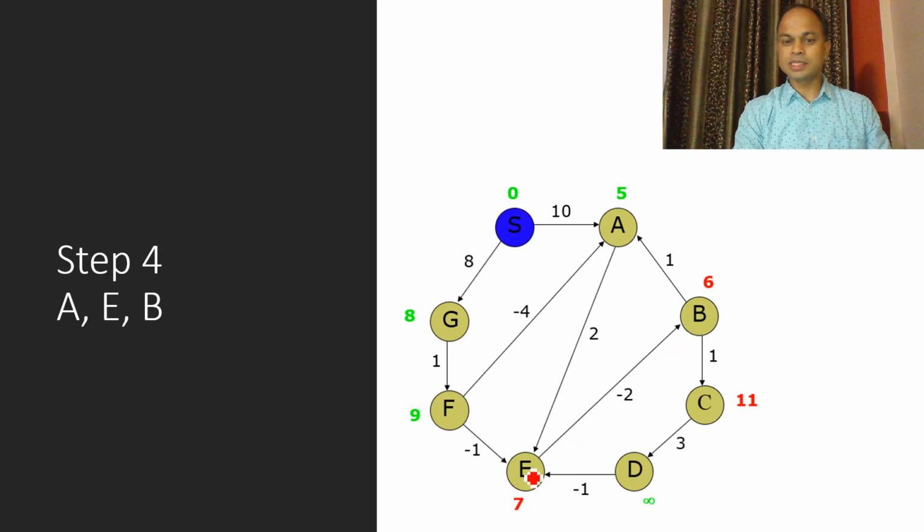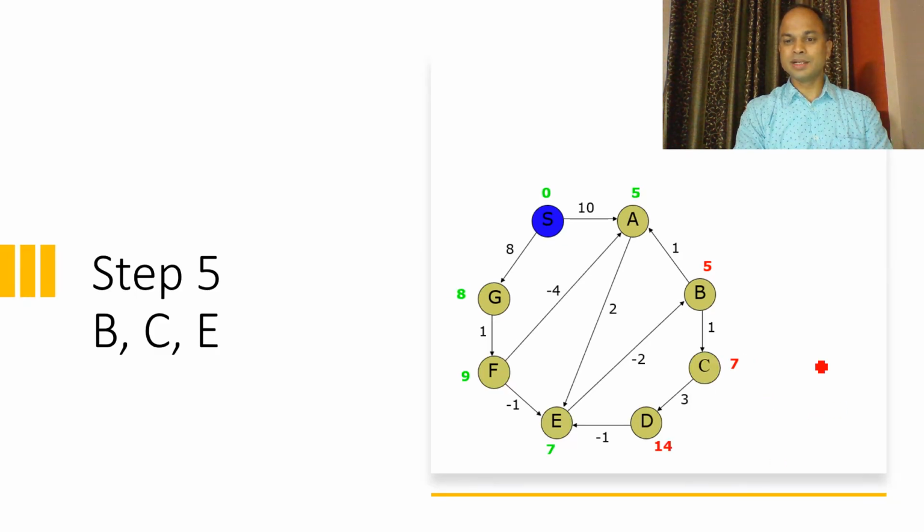Therefore S to B distance will be 7 minus 2, which is 5. Further, S to B distance is 6. 6 plus 1, it will be 7. And C to D distance is 3. Therefore S to D distance will be 11 plus 3, 14. We have marked these distances. 5, 7 and 14 have been marked. Now further B, C and D are in red color. Therefore we have to work on B, C and D.